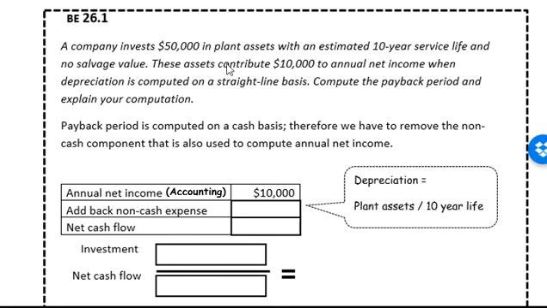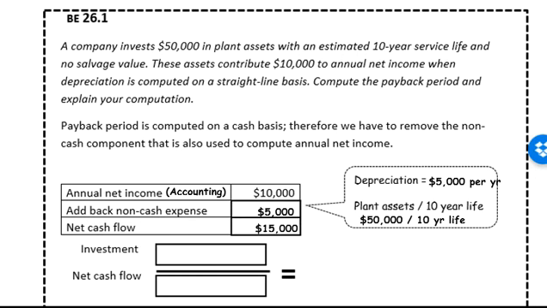So I am told that the plan assets that we're investing in are $50,000. They're going to have a 10-year useful life. So I take my $50,000 cost to those assets at investment, I divide it by the 10-year life, and that means my depreciation is going to be $5,000 a year. So I know I have annual accounting net income of $10,000. So in order to get back to my cash flow, I have to add back the depreciation, which is counted as an expense against my accounting net income, but is not actually a cash flow. So I'm going to add back that $5,000.